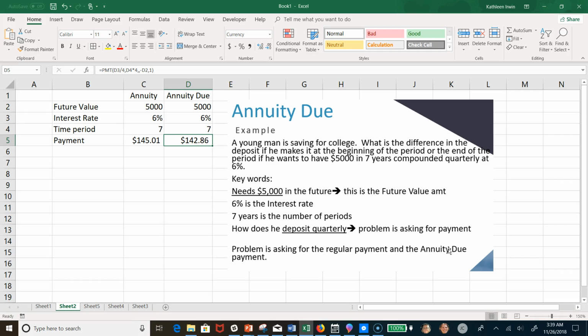So that's an annuity due, and you may run across some of those problems in your homework. Okay, good luck.